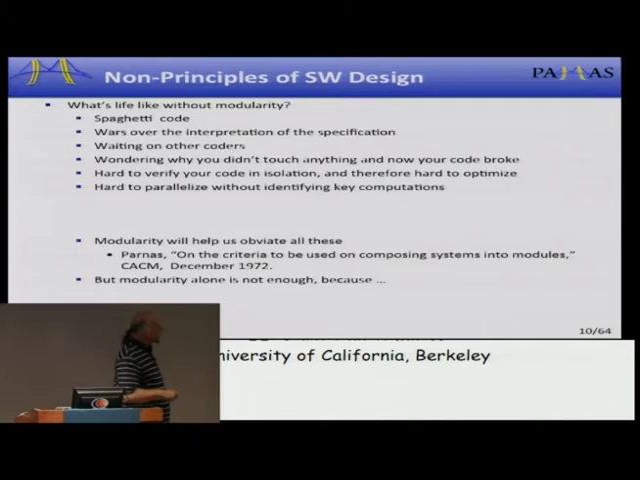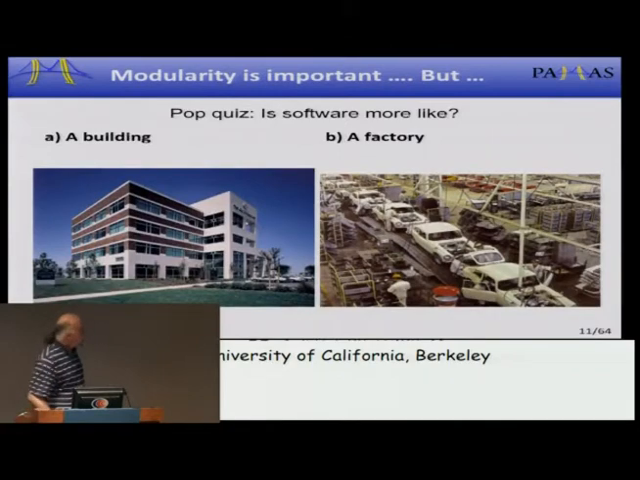So modularity helps with all this stuff, and this notion of modularity goes all the way back to Parnas's key article back in 1972, Composing Systems into Modules. But modularity is not enough, as we've discovered in parallel computing. And the reason, I think, is encapsulated in the following.